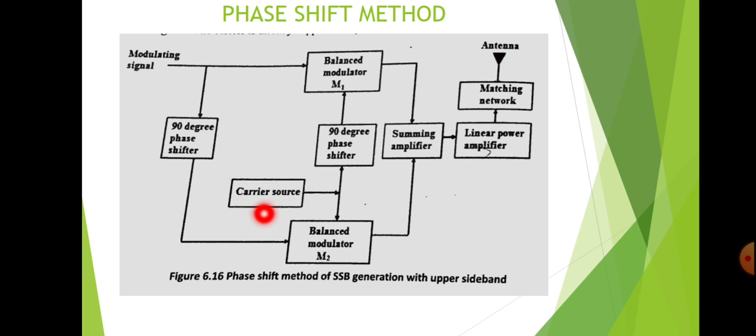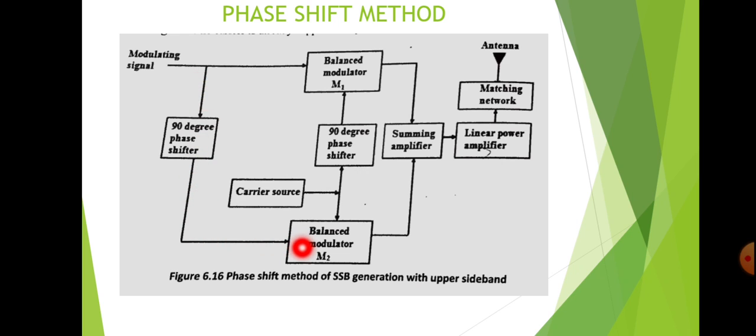You can see here different modulators, balanced modulator M1 and balanced modulator M2. You can see the carrier signal is applied directly to balanced modulator M2. But this carrier signal is 90-degree phase shifted by the 90-degree phase shifter, and after that phase shift it is applied to balanced modulator M1. Similarly, balanced modulator M1 receives the modulating signal directly.